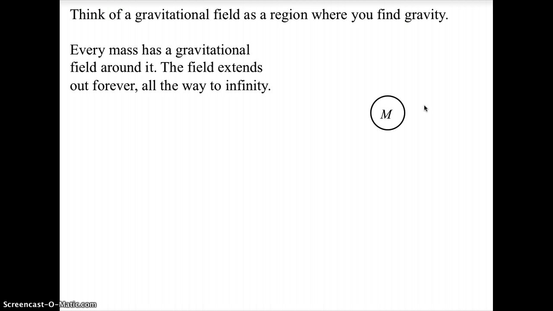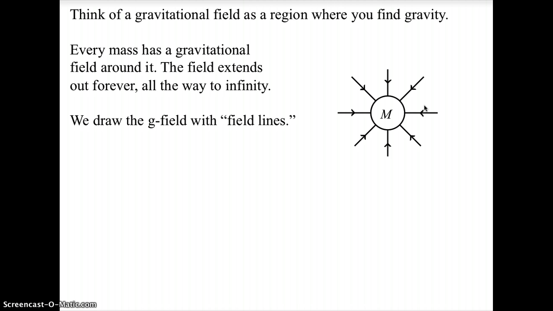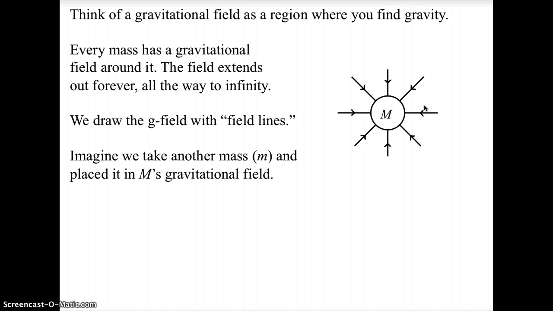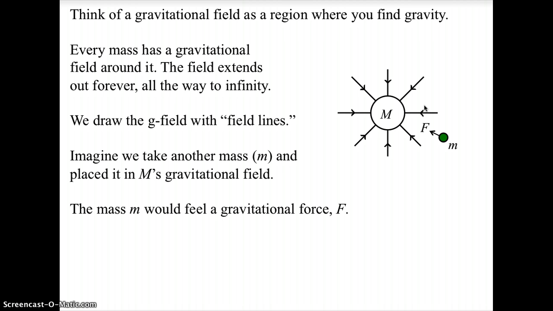So imagine this circle here is just a little chunk of mass, a spherical mass. We draw the gravitational field around it using something called field lines. And here are what field lines look like. Now don't worry about the arrows yet. It might seem like they're pointing in the wrong direction, but we'll talk about those in just a bit. So imagine we take another little mass, which I'll call little m, and we place it in big M's field. Little m, because it has mass, will get pulled on by big M. It'll feel a gravitational force pulling it toward big M.